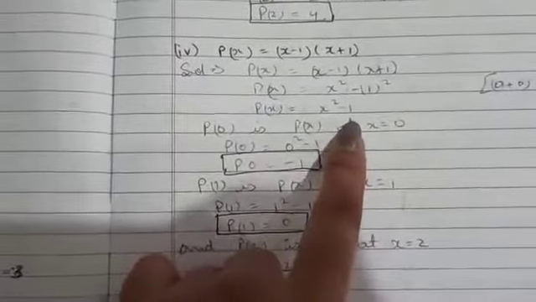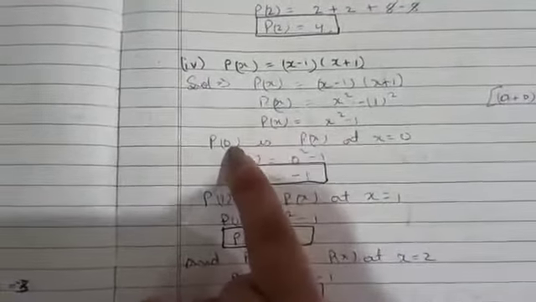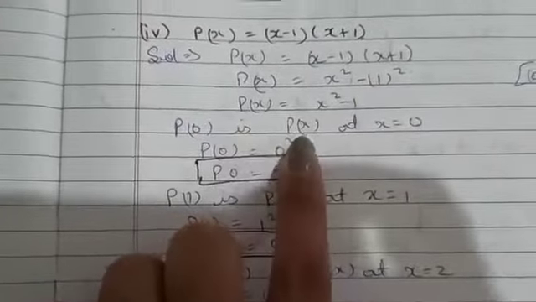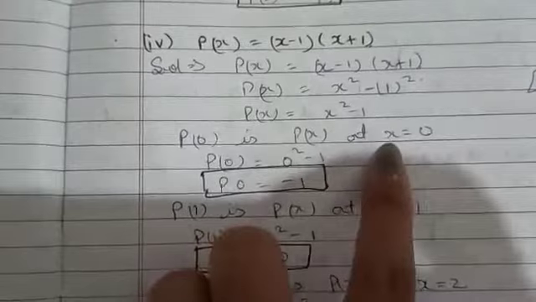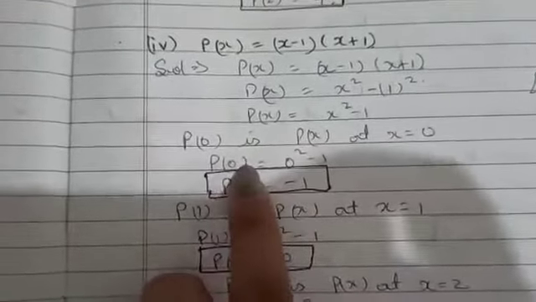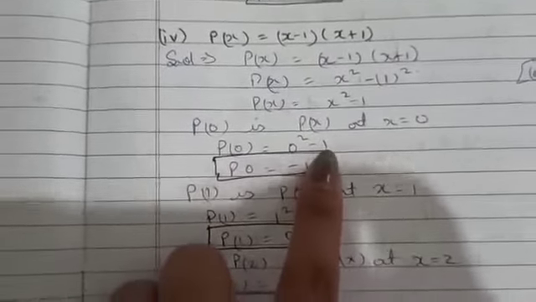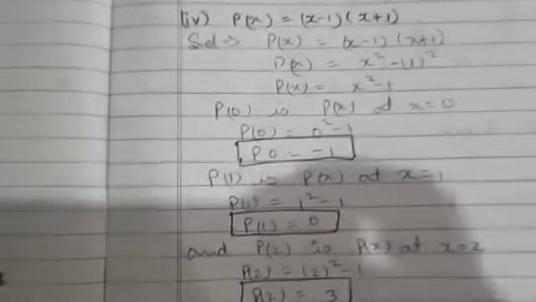This is the polynomial. Then we have to find the value of this polynomial at 0, at 1 and at 2. So p0 is what? It is p(x) at x equals 0, means in place of x you will put 0, then it will be p0. So p0 is equal to 0 square minus 1. Okay, x square minus 1 means 0 square minus 1. So p0 is minus 1, means the value of the polynomial at x equals 0 is minus 1.